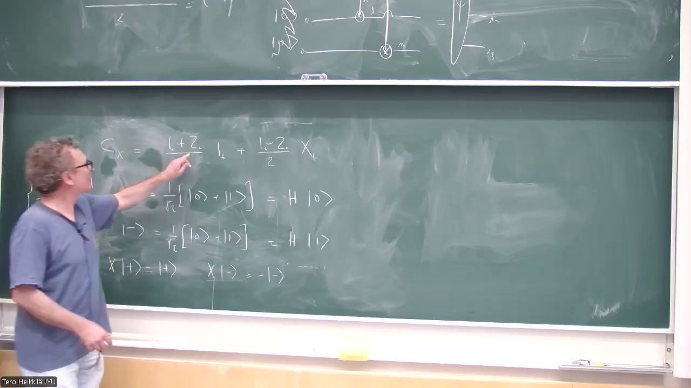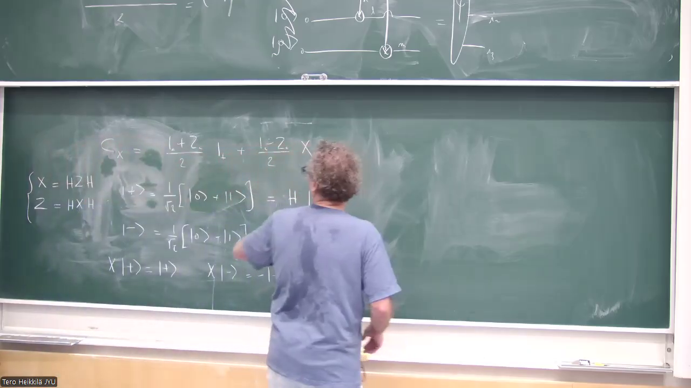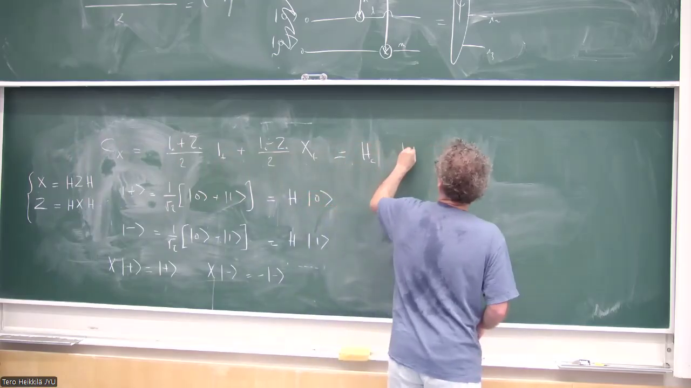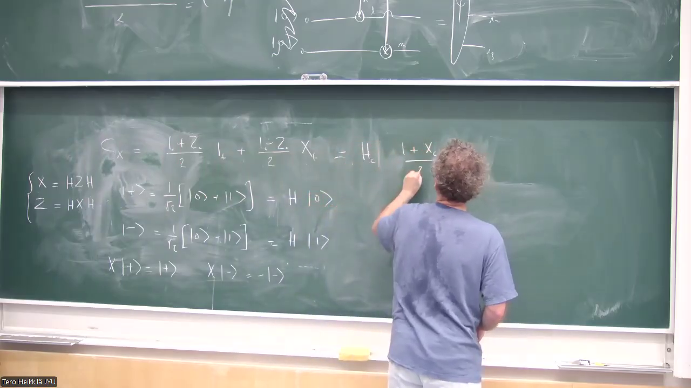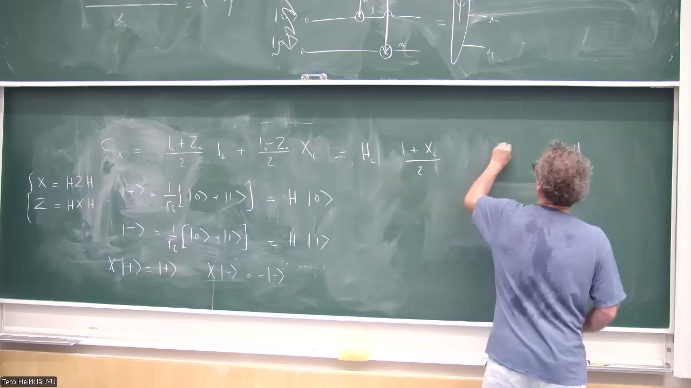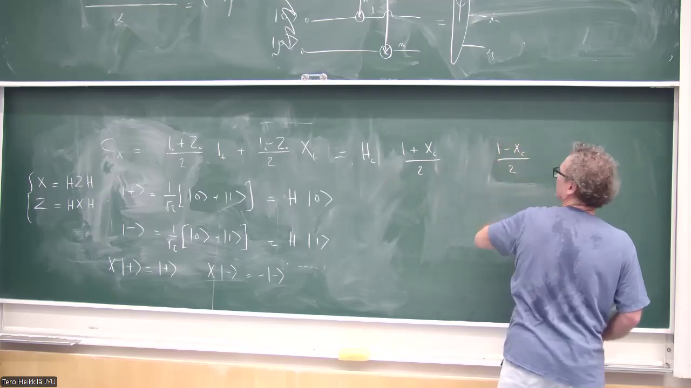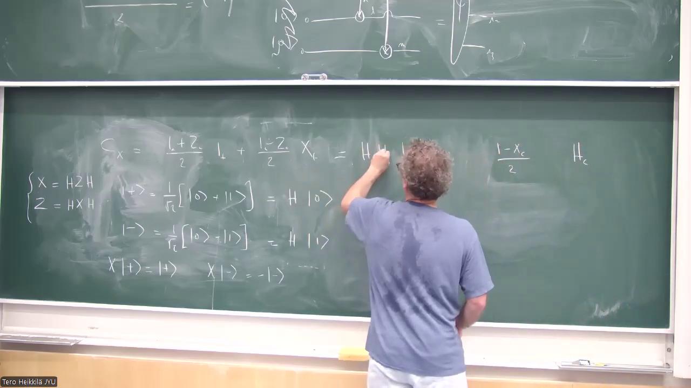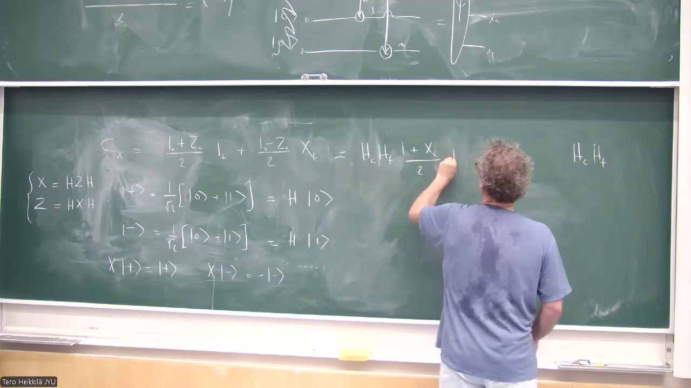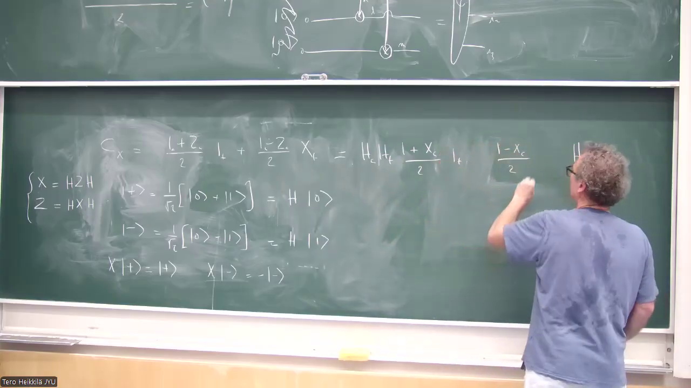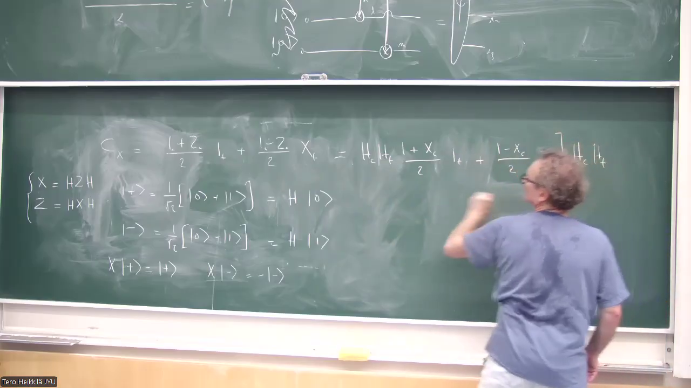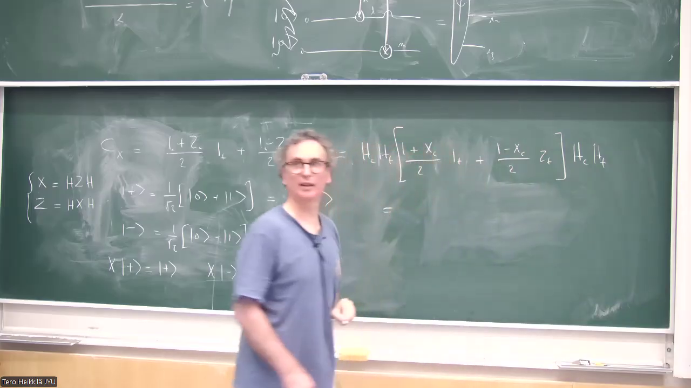So I can rewrite this. The controlled-Z I rewrite as H on the control: 1 plus X_C over 2, on H_C. And the 1 minus Z_C will be 1 minus X_C over 2. And then for the target, I apply the Hadamard on the T gate: the 1 will stay 1, since H squared equals 1, and the X will become Z. Okay? And why is that?